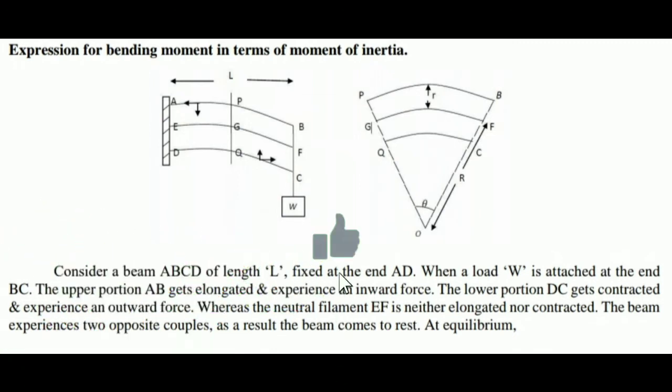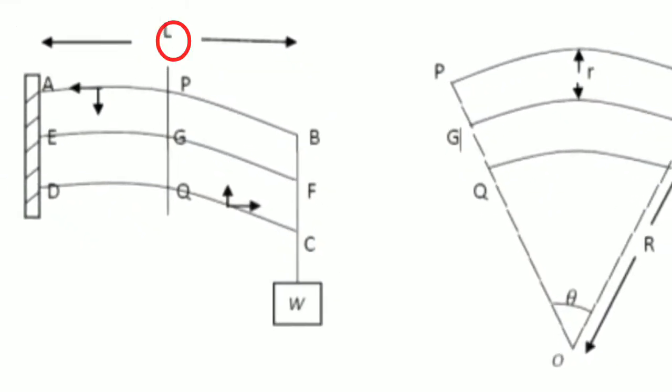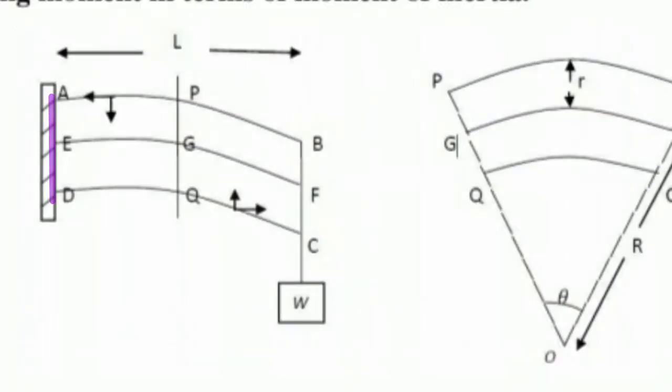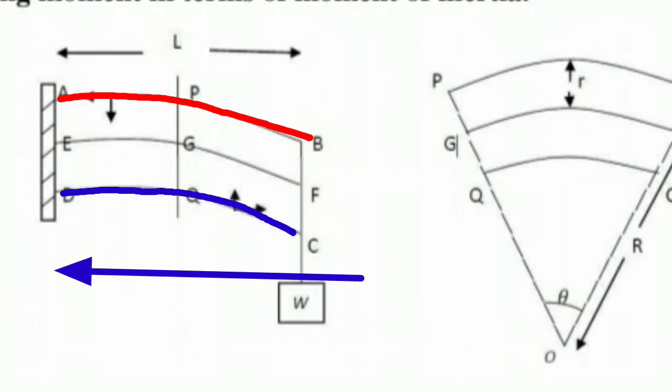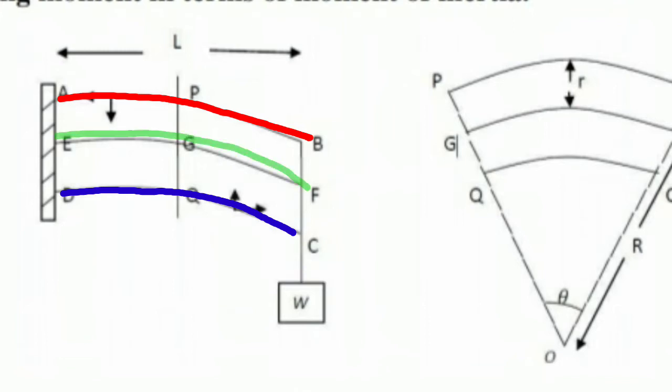Let us consider a beam ABCD of length L. AD is fixed at one end, where W is attached at the other end. W is the weight which is attached at the plane BC. When we look at this, we can easily observe AB is the plane which gets elongated and DC is the plane which gets contracted, while at the same time EF is the plane which is neither elongated nor contracted. So this is what we call the neutral axis.